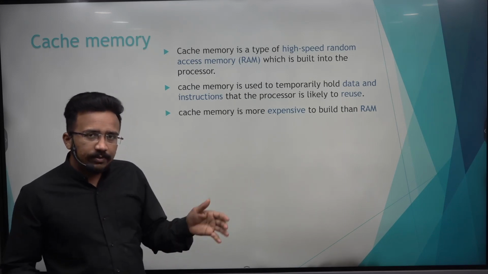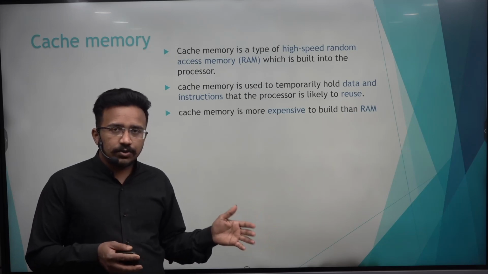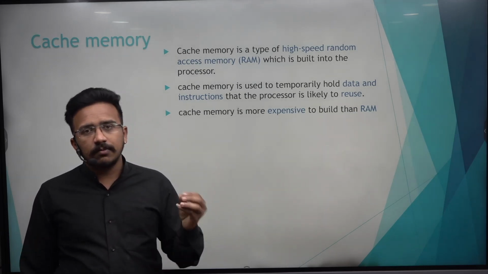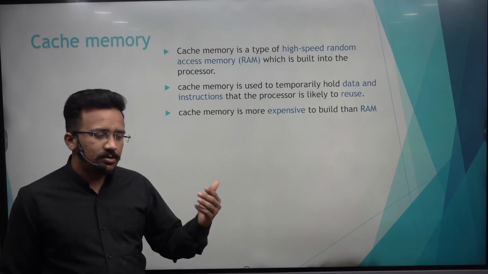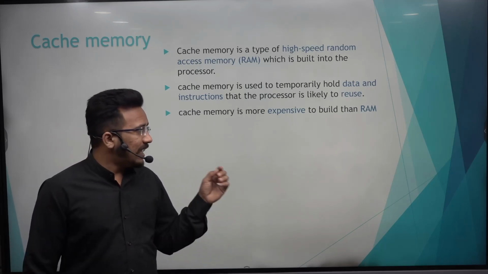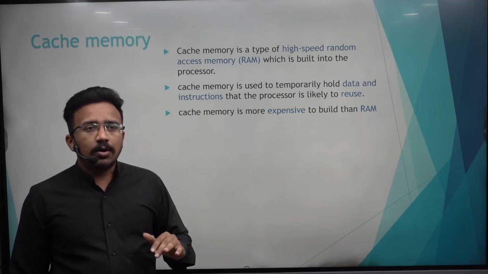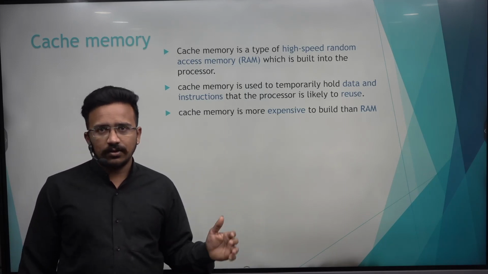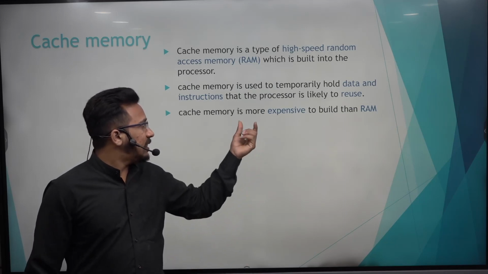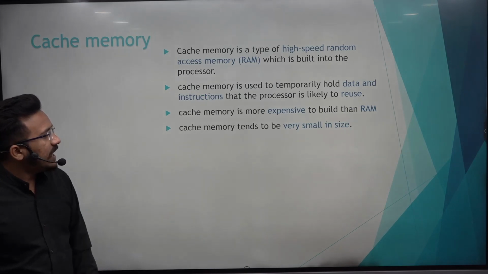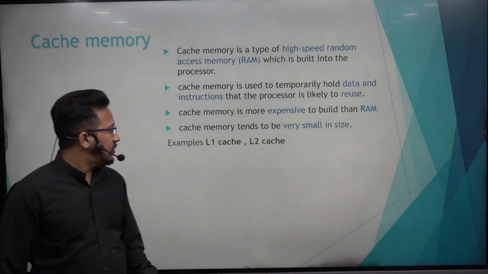A typical PC, a typical CPU which you buy, having 4 GB of RAM, 1 TB of storage as a hard disk, that particular PC can have around 6 MB of cache value or 8 MB of cache value. Okay? So these are in MBs, megabytes. Cache memory tends to be very small in size.